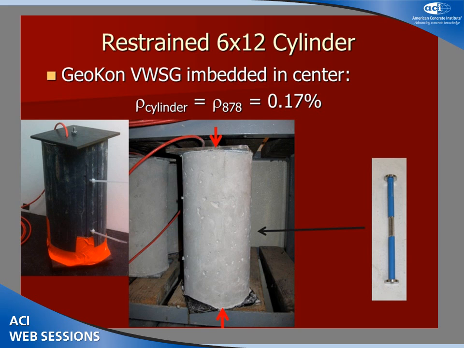In addition to the additional characterization for unrestrained expansion, shown here is the instrumentation that was used to characterize restrained expansion of the shrinkage-compensating concrete. The 6x12 cylinder shown here is restrained at top and bottom with a steel plate, and a steel threaded rod is embedded in the center with a geocon vibrating wire strain gauge. The threaded rod in the center of the 6x12 was sized to be analogous to the size for a threaded rod in an 878 bar. So the reinforcement ratio for the 6x12 should be roughly equivalent to that in an 878.